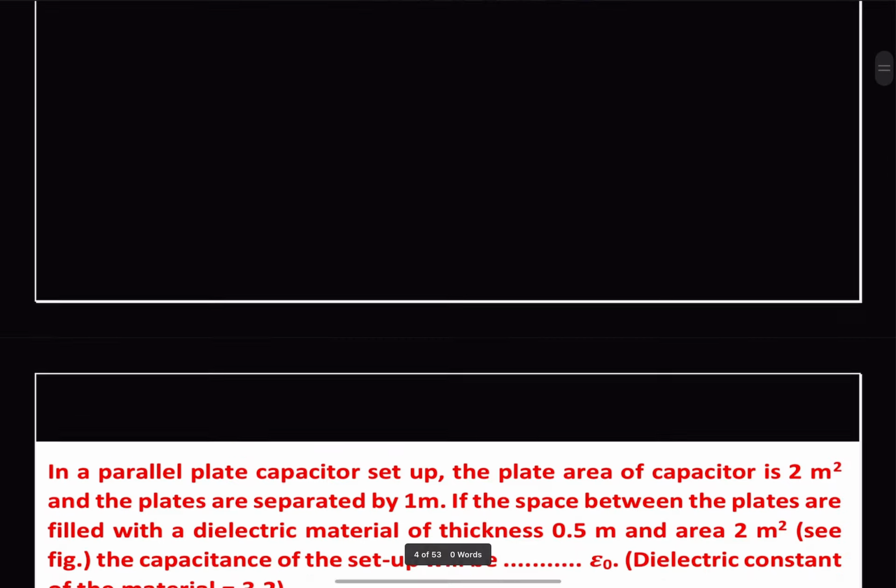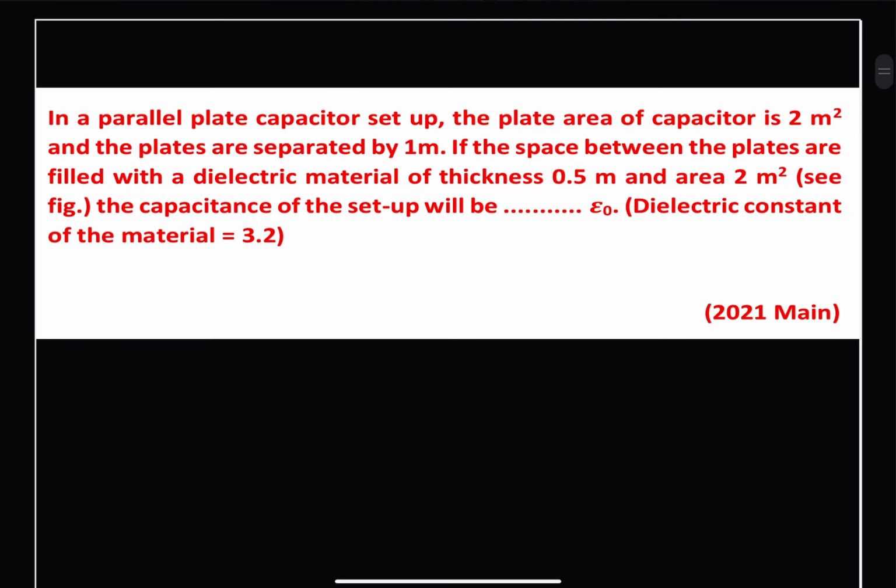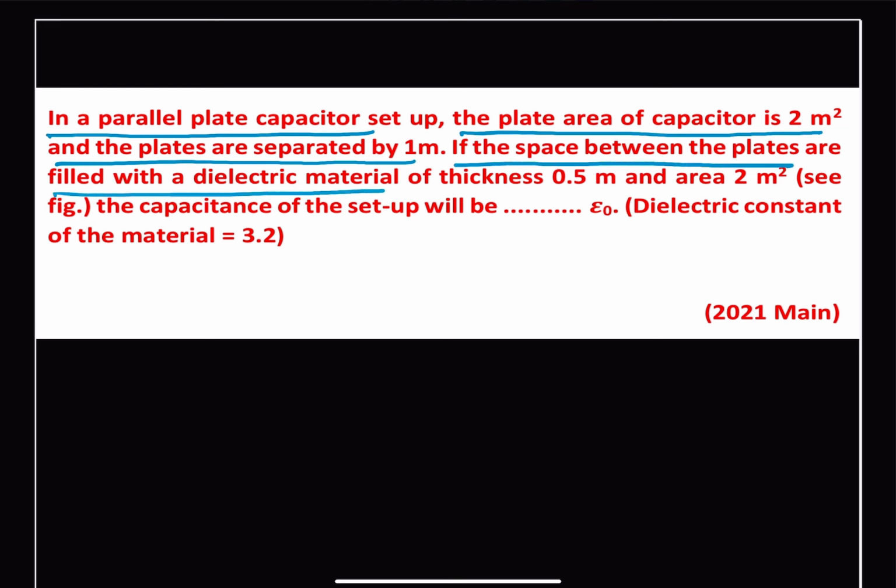We are given in a parallel plate capacitor setup, the plate area of the capacitor is 2 meter square and the plates are separated by 1 meter. If the free space between the plates is filled with a dielectric material of thickness 0.5 meter and area 2 meter square, the capacitance of the setup will be dash epsilon naught. The dielectric constant of the material is 3.2.